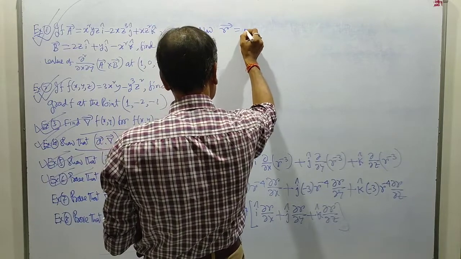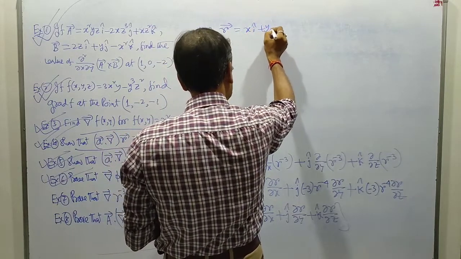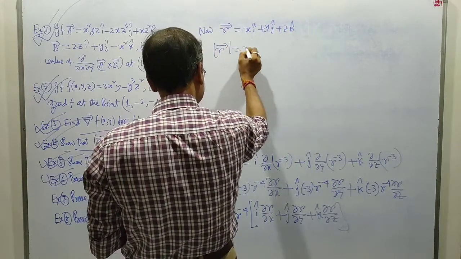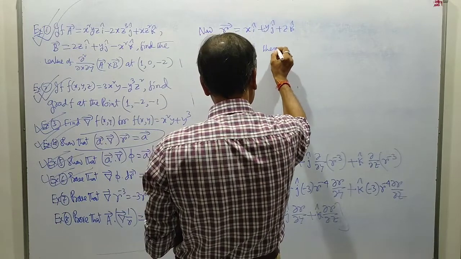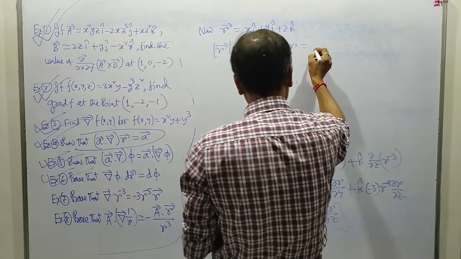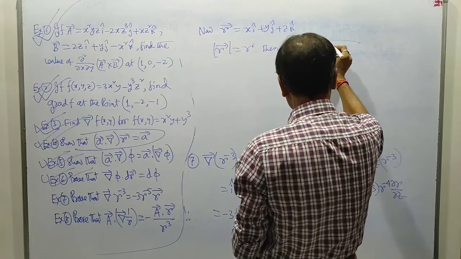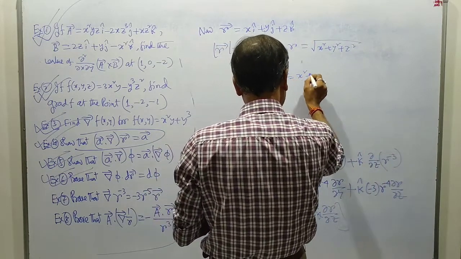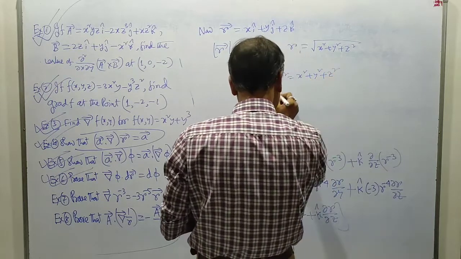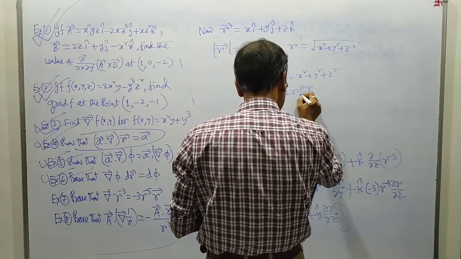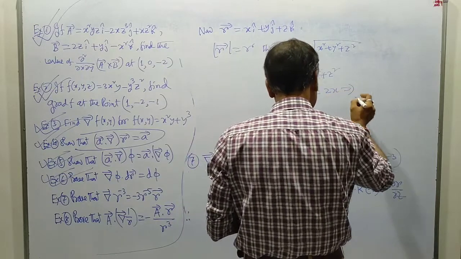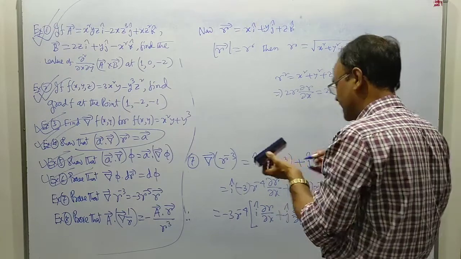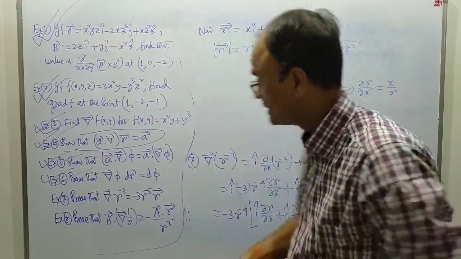Now, r vector is equal to x i cap plus y j cap plus z k cap. R vector modulus equal to r, then r equal to root over x square plus y square plus z square. So r square equal to x square plus y square plus z square. This means twice r del r by del x is equal to twice x. This means del r by del x equal to x divided by r.